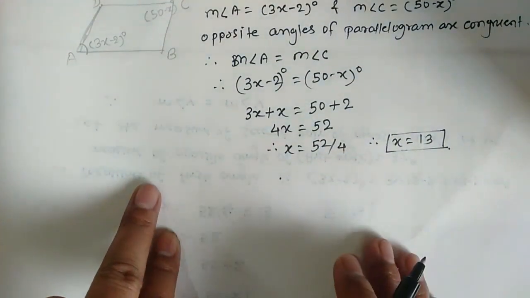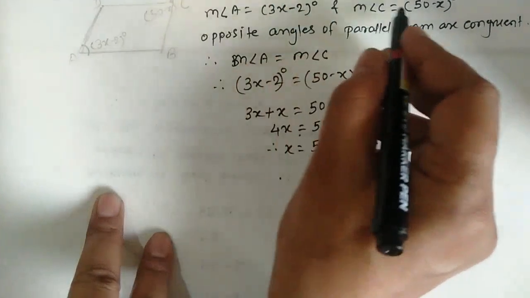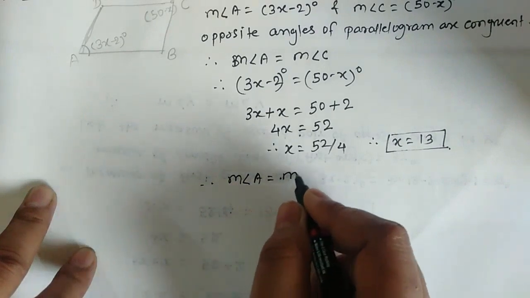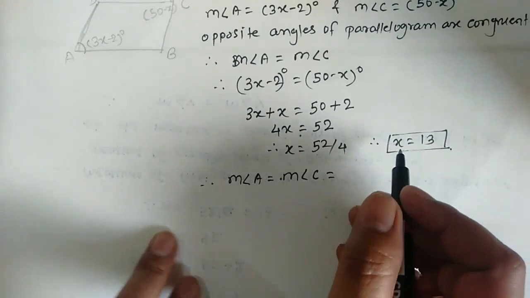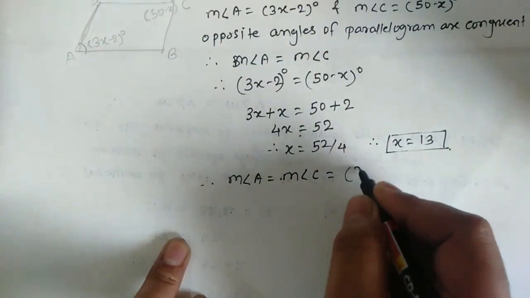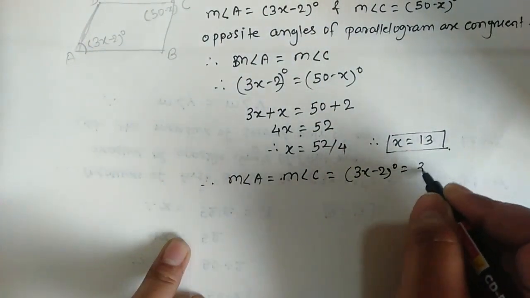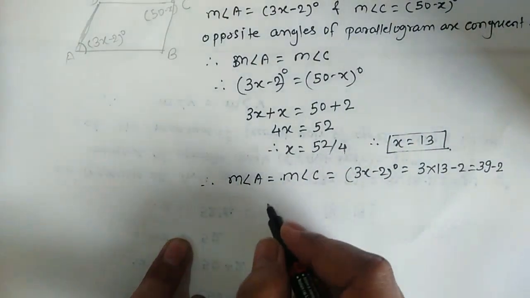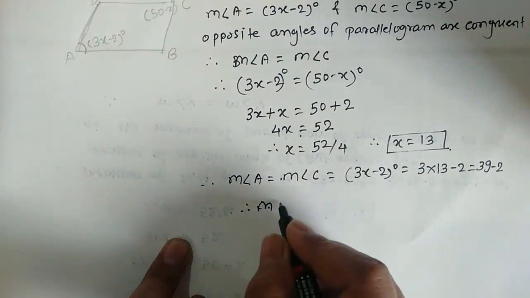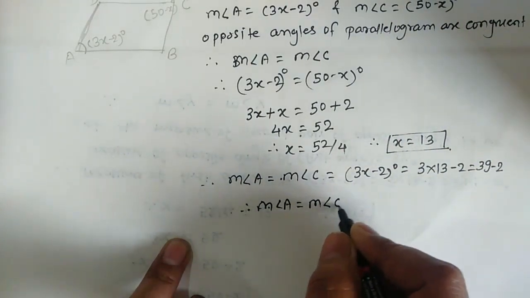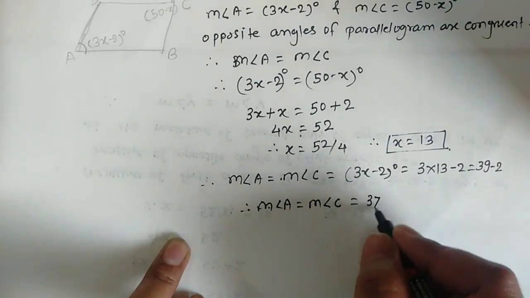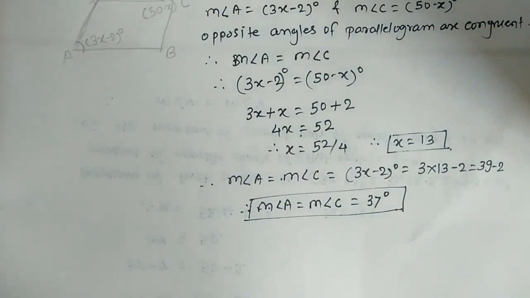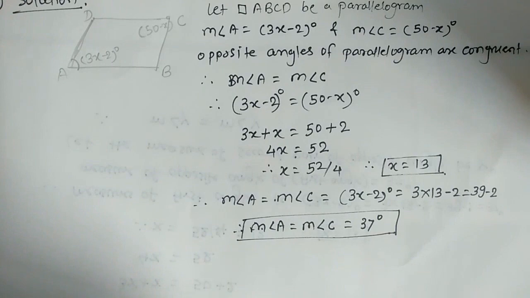Now put these values in the given measurement. Therefore measurement of angle A is equal to measurement of angle C is equal to, take any measurement here, 3x minus 2 degree is equal to 3 multiplied by 13 minus 2 is 39 minus 2. Therefore measurement of angle A is equal to measurement of angle C equal to 37 degree. Now we got the one pair of opposite angle. Now see the another pair of opposite angle.